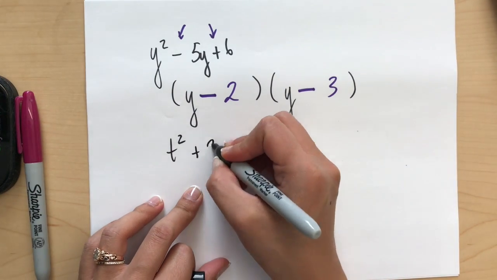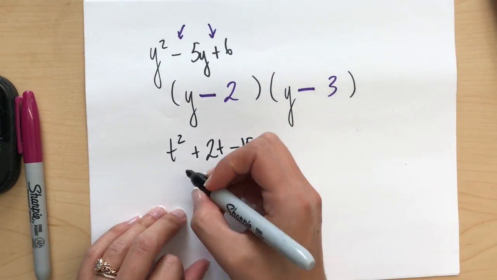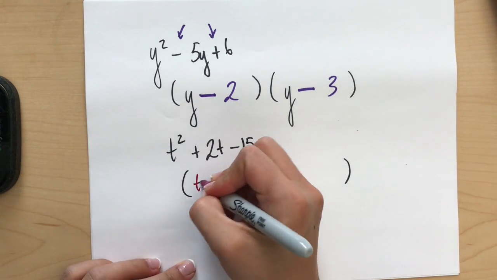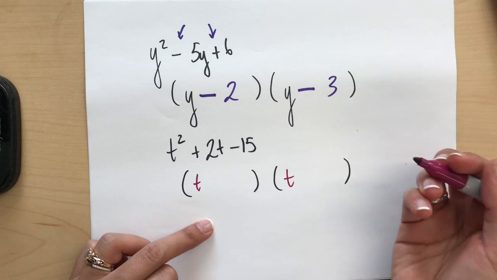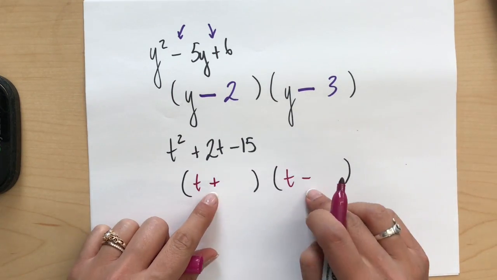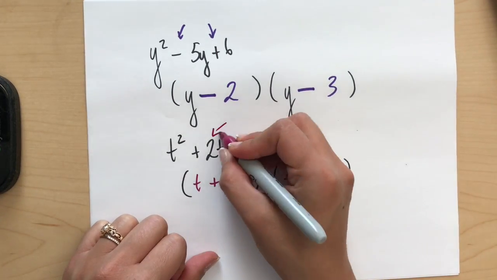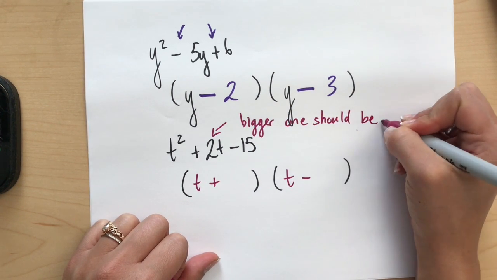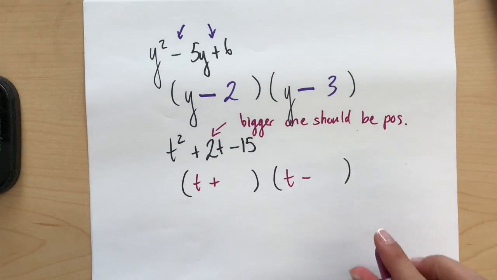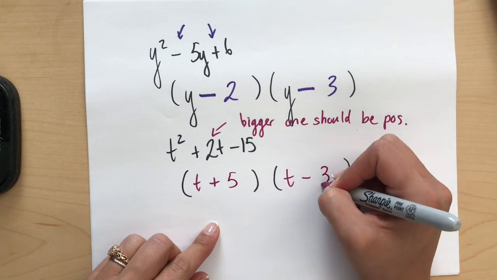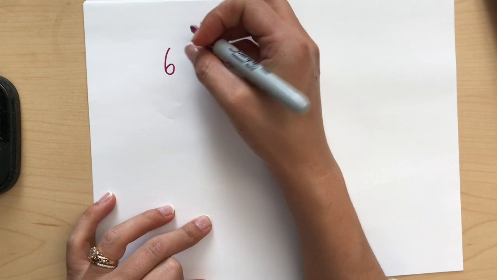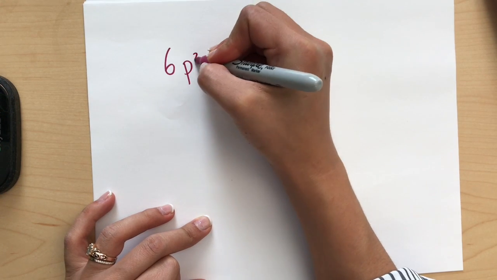Let's do another one. We have t squared plus 2t minus 15. I'm going to draw these open parentheses. I know I have t as my first terms because t times t is t squared. Then I'm going to have a positive and a negative because they're multiplying to a negative. But the bigger one is going to be positive because they're adding to a positive number. If that was a negative number, then the bigger one would be negative. So I know that the factors are 5 and -3, because positive 5 and -3 add up to 2.